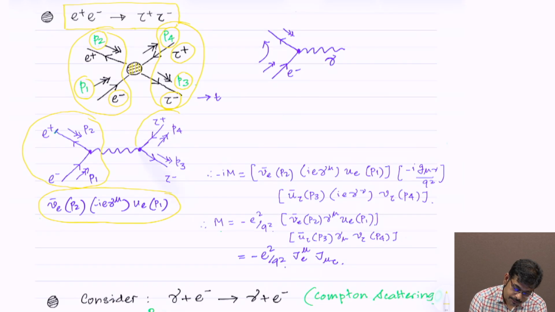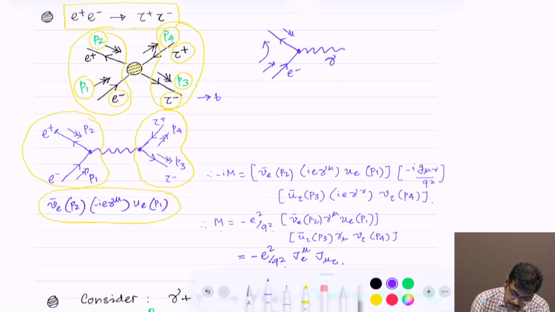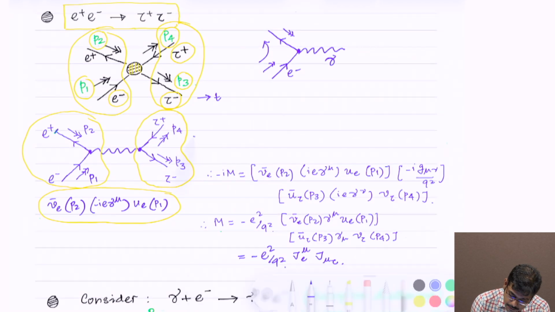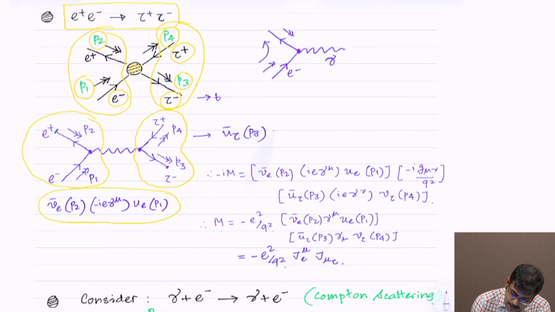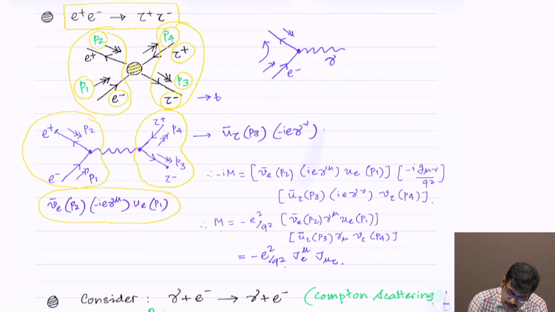Similarly, what happens to this part of the graph? You can actually tell together with me while I am writing. So, this part will be given by, so you have basically a final state particle that will be given by u tau bar p3, then you have minus I e gamma nu, introduce another Lorentz index for that gamma vertex, and then you have the final state antiparticle which will be defined by v tau p4, right.